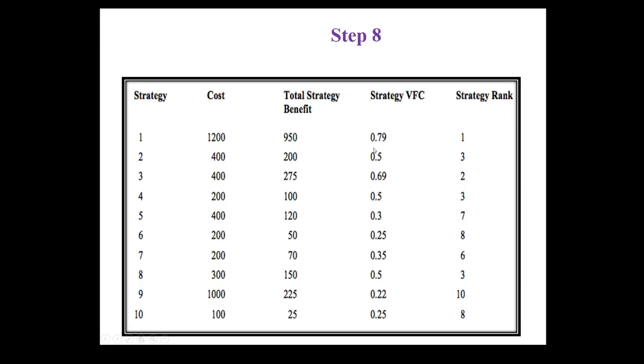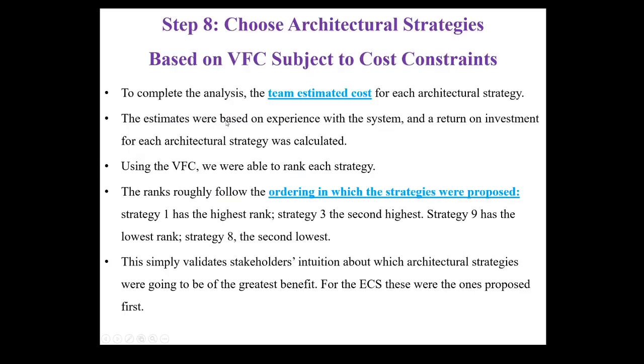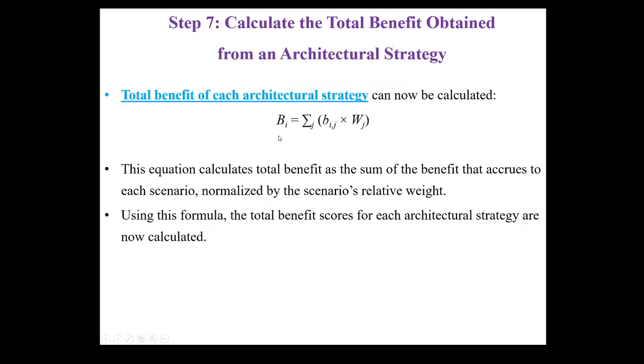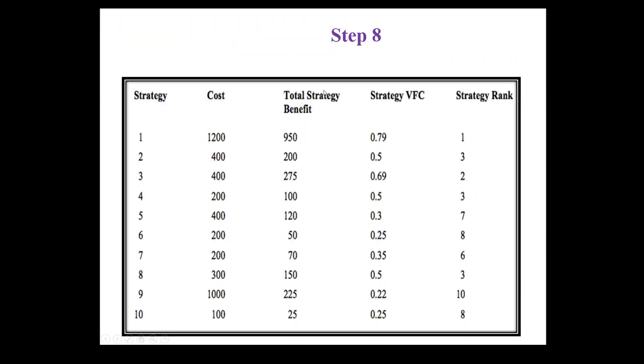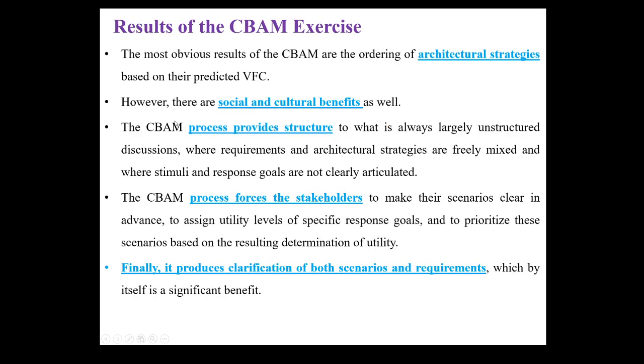Step 8 is about the benefit based on the formula which we studied for the benefit. Based on this formula, the benefit should be calculated. This is the benefit, this is the cost, and it shows the strategy. According to that strategy, a rank has been given. Okay, so which is first, which is next, like that. So these are the results of the CBAM exercise. This method orders the architectural strategies based on their predicted VFC.